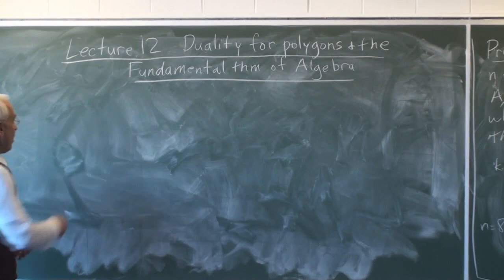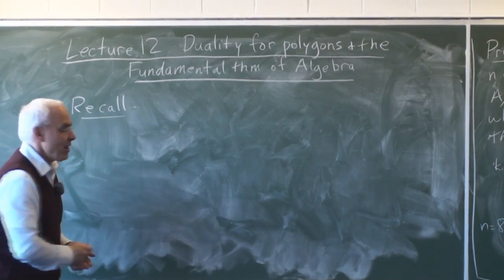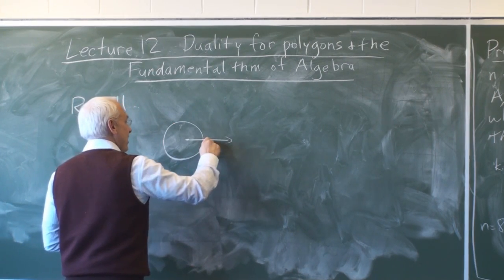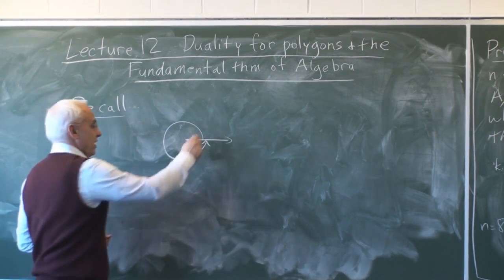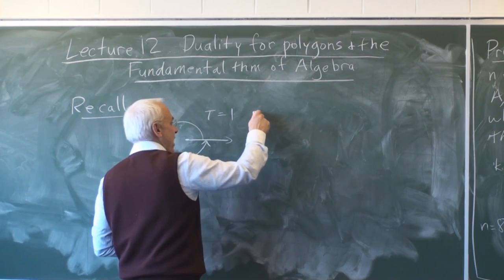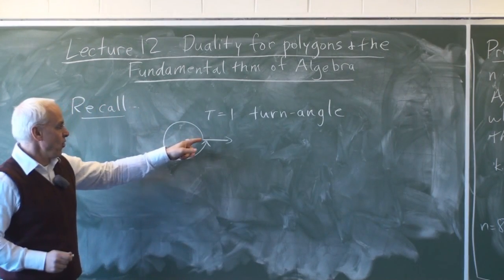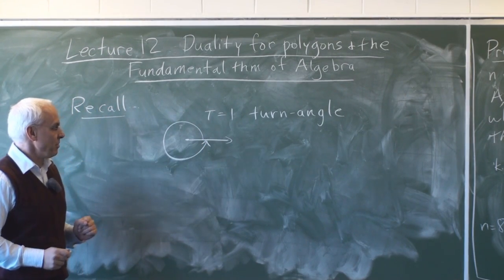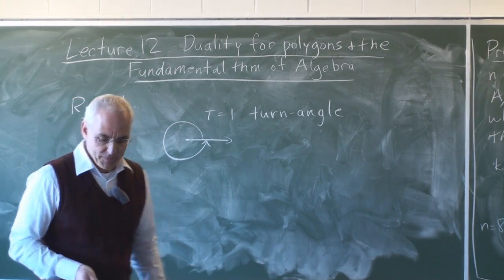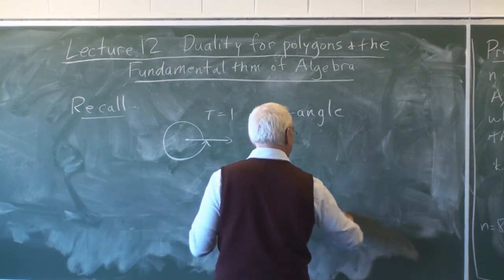So I want to recall what I did last time. It was a little bit unusual, so it's worth reminding you. We defined a new kind of angle where we said that the angle all the way around was going to be equal to 1. We call this, instead of an ordinary angle, a turn angle. And in the other direction would be -1, and we allow equal subdivision, so we can talk about fractional turn angles.